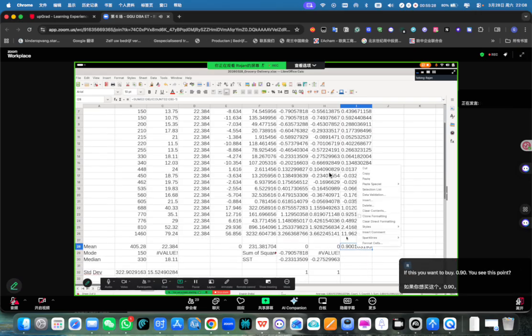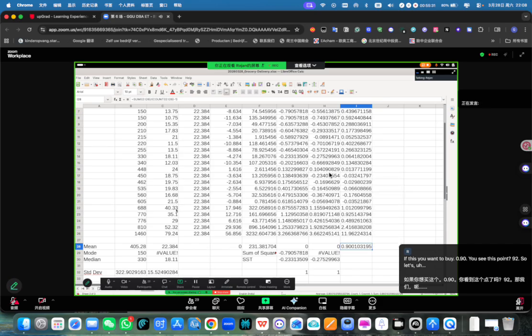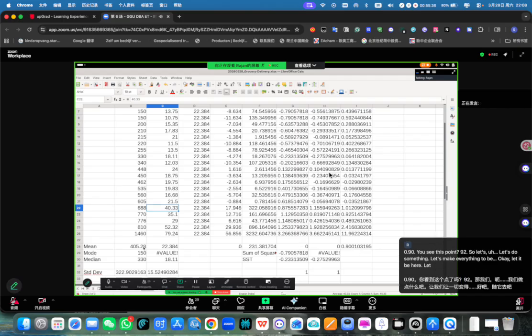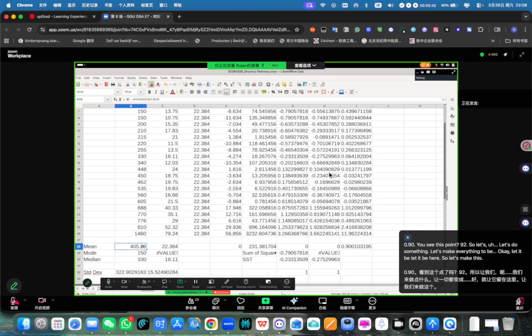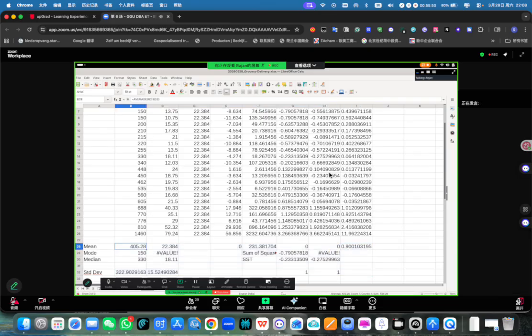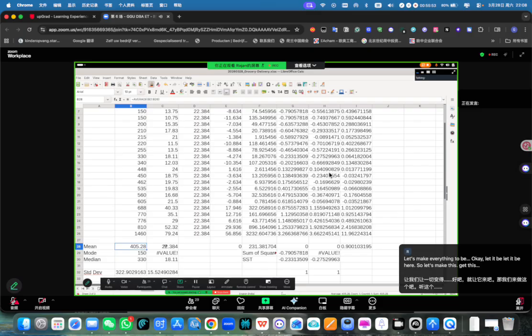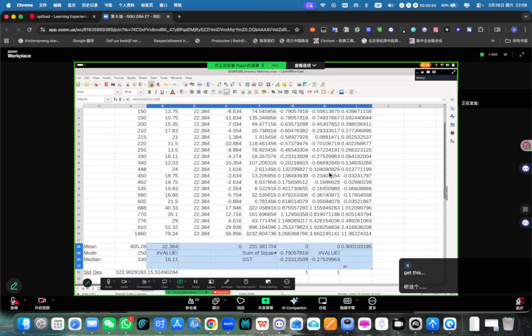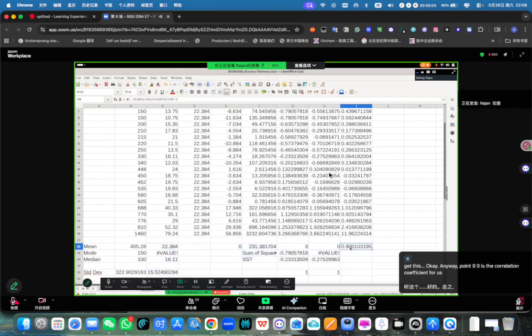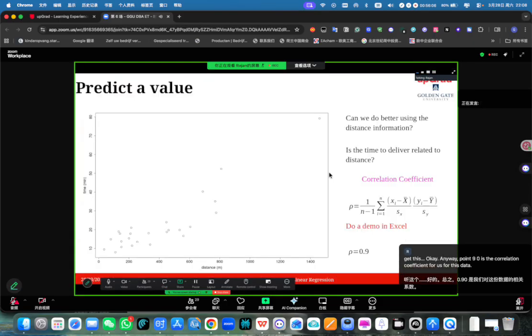So let's do something. Let's make everything okay. Let it be here. Okay, it doesn't look okay. Anyway, 0.90 is the correlation coefficient for us for this data. It's a very simple idea. So we get 0.90.